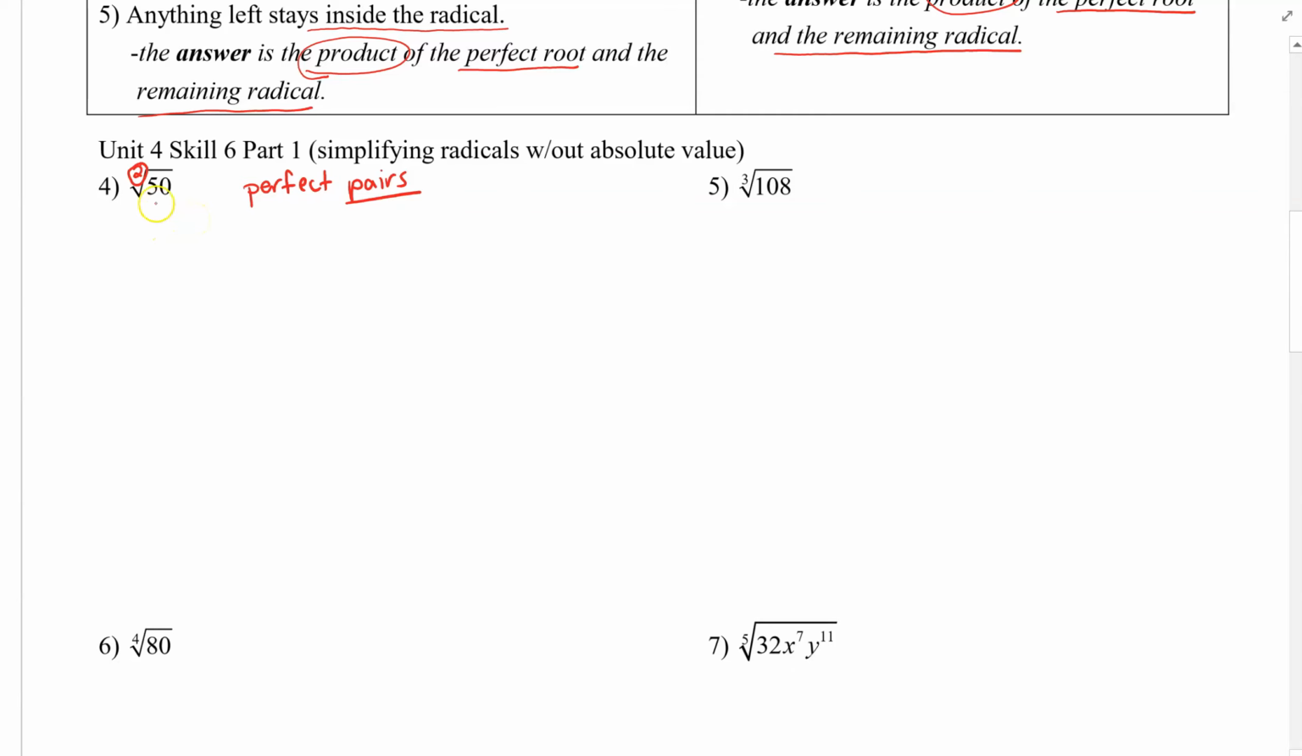So I start by just taking 50 and factoring it, right? I can see it breaks into 25 and 2, and 25 breaks into 5 and 5. So I see right there a perfect pair, right? Two of the same number. So we can think of the square root of 50 as the square root of 5 times 5 times 2. And we notice a perfect pair.